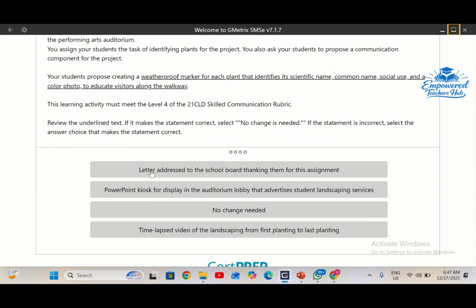Okay, let's go to the options. A letter addressed to the school board, thanking them for this assignment. No. A PowerPoint kiosk for display in the auditorium lobby that advertises student landscaping services. No. A time-lapse video of the landscaping from the first planting to last planting. No. So no change needed.